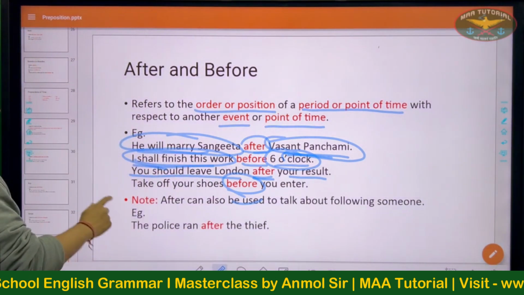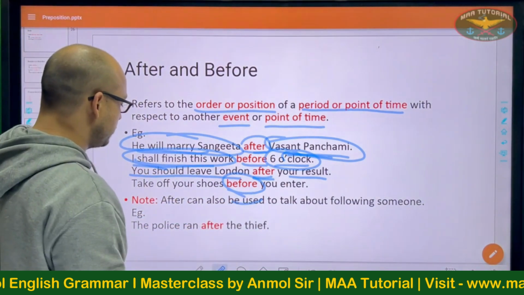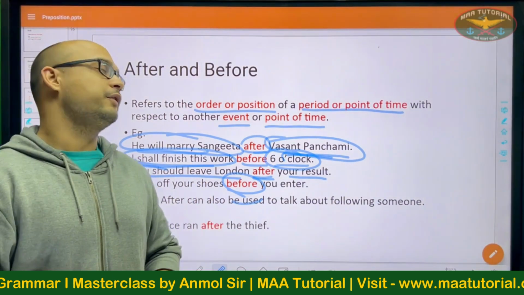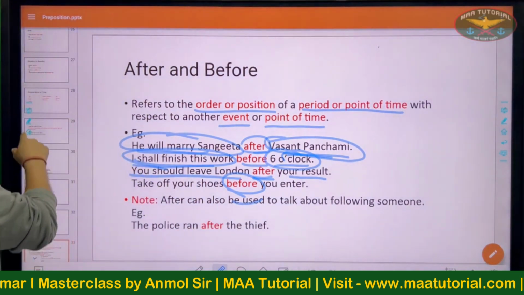Note. After can also be used to talk about following someone. The police ran after the thief. We saw that already when we covered after and before. We just wanted to remind you of this.